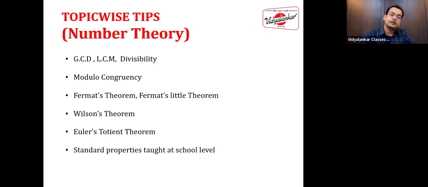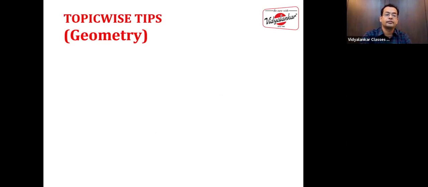Connected to that, there are theorems like Fermat's Little theorem, Wilson's theorem, Euler-Fermat theorem, which is related to divisors and all. So these things you need to learn, and standard properties of algebra taught at school level. Any good IOQM book will have this topic, number theory.